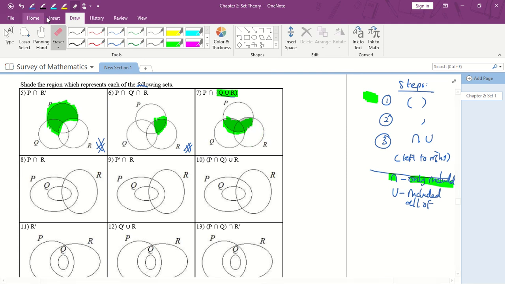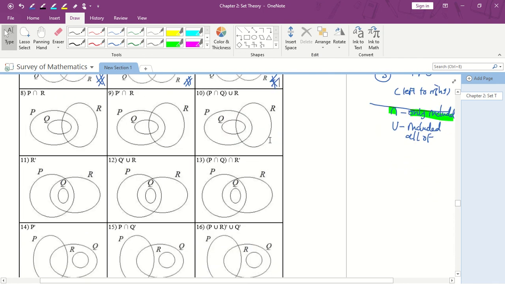And that's it. So is it easy? Kind of easy, right? And now, we need to try the questions for the following. P intersect R. What is P intersect R?